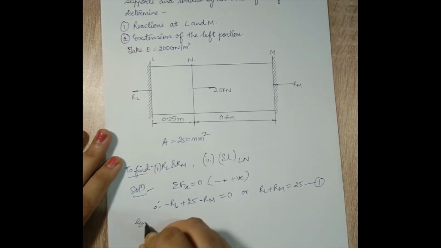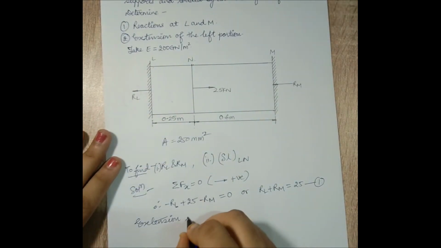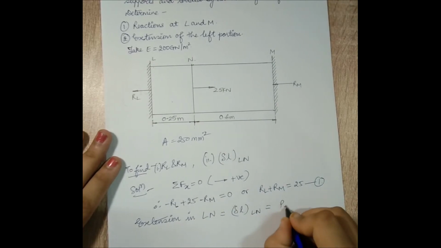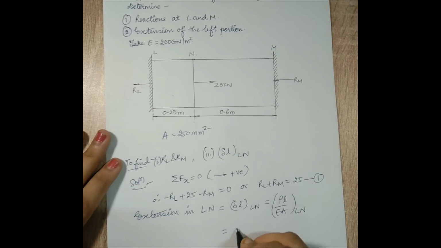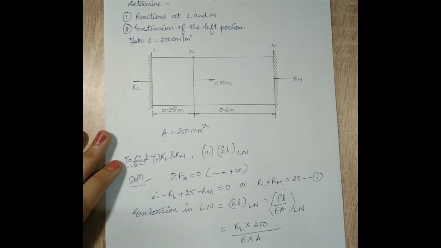So I can write down that there will be an extension because I can clearly see that there is a tensile effect over here. So extension in LN will be delta L LN is equal to PL by EA for LN. If I substitute, the value of P is going to be RL, the length is 250 mm, the value of E is known to me, 200 giganewton per meter square. I will leave E as of now, and the area is 250 I know. So if I want I can substitute or I can leave it as A. There is a reason why I am leaving it like this. So I will just mark it as equation number 2.